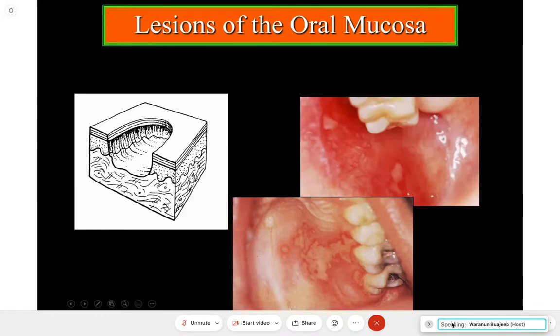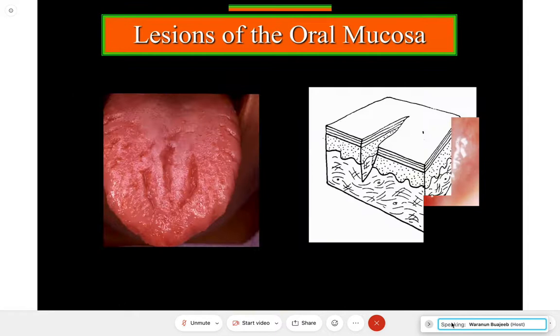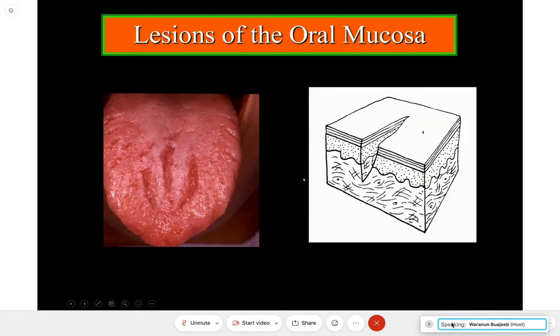This is also ulcer formation. The base is yellowish, and with the inflammation, you can see a red margin. And this type can also be seen in the oral cavity or at the angle of the mouth. This is called fissure.